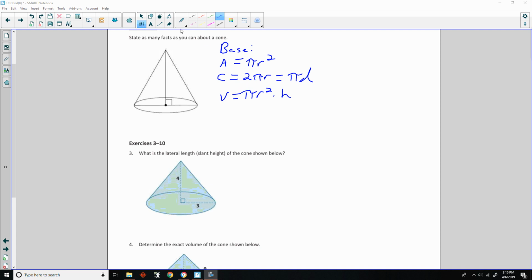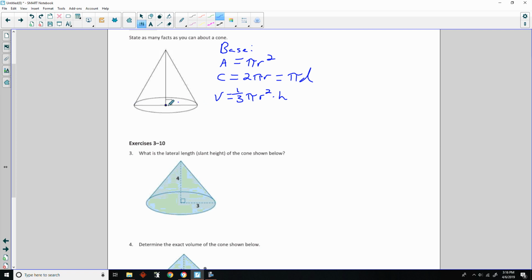Okay, and don't forget, actually I did, but I got thinking about it after. Let's see if this is all one piece. It is. Let me erase it. What did I forget? You tell me. I can't hear you. Alright, 1/3 pi r squared times the height. So the area is pi r squared of the base. The circumference of the base is 2 pi r, or pi d. And the volume of the cone is 1/3 pi r squared times height.